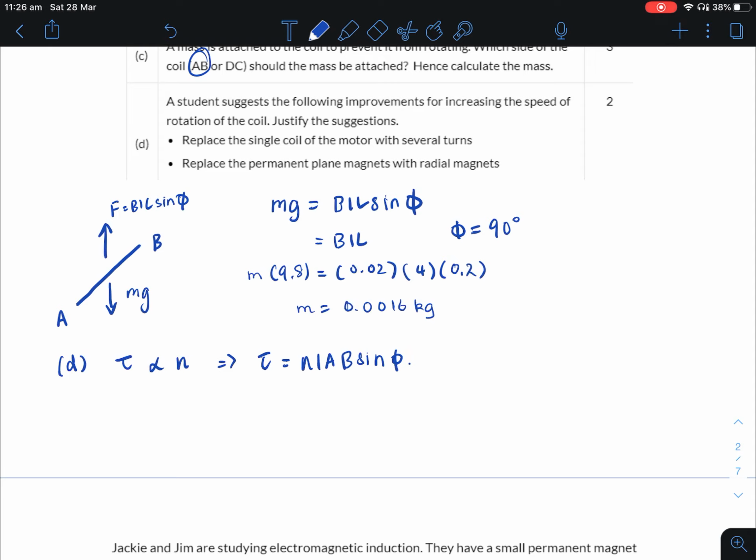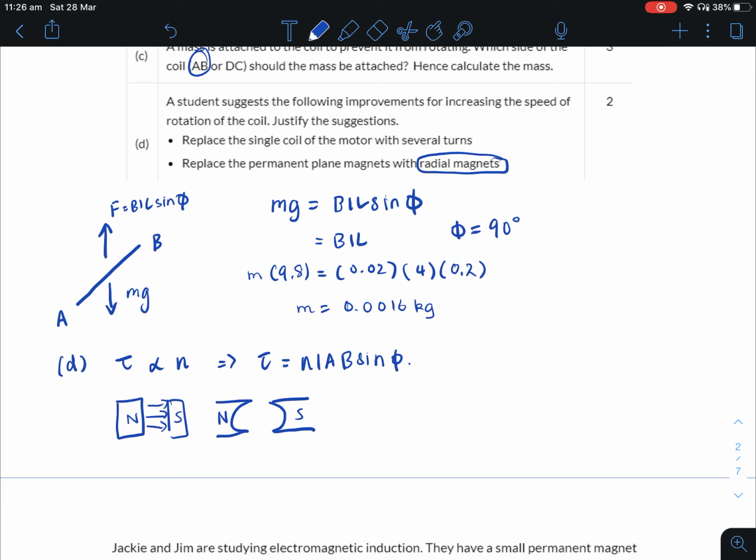And what happens when we replace the permanent plane magnets with radial magnets? Okay, so remember, radial magnets aren't these block-looking ones. Radial magnets look like this, where this is a north pole and this is a south pole. And so what that does is, instead of a straight magnetic field, so this is what a straight magnetic field would look like. It's straight, right? You've got straight, parallel lines.